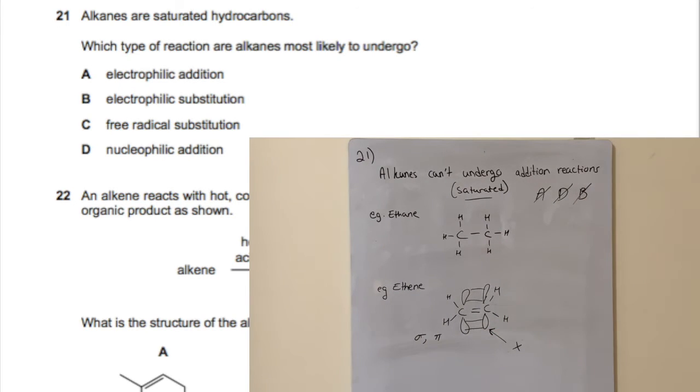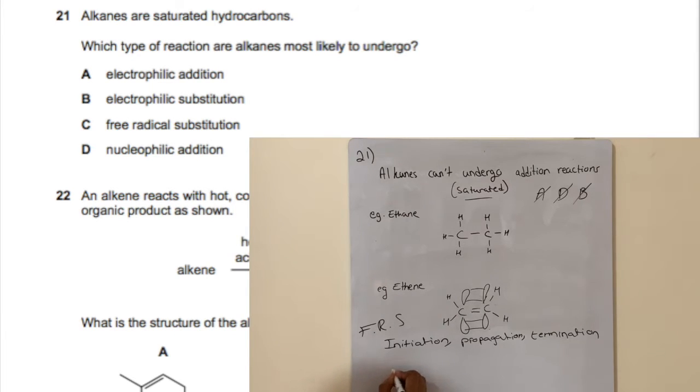However, we do have free radical substitution. Free radical substitution is a 3-step process and involves, well, the first step being initiation. Then we have propagation. Propagation can take as many steps as possible. It doesn't have to necessarily just be 1 step. And the final step being termination. So this is free radical substitution, and I'll show you an example.